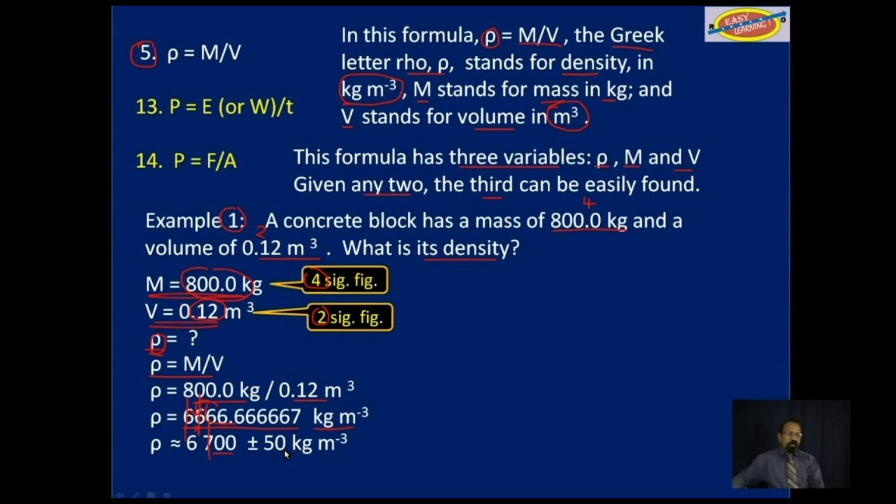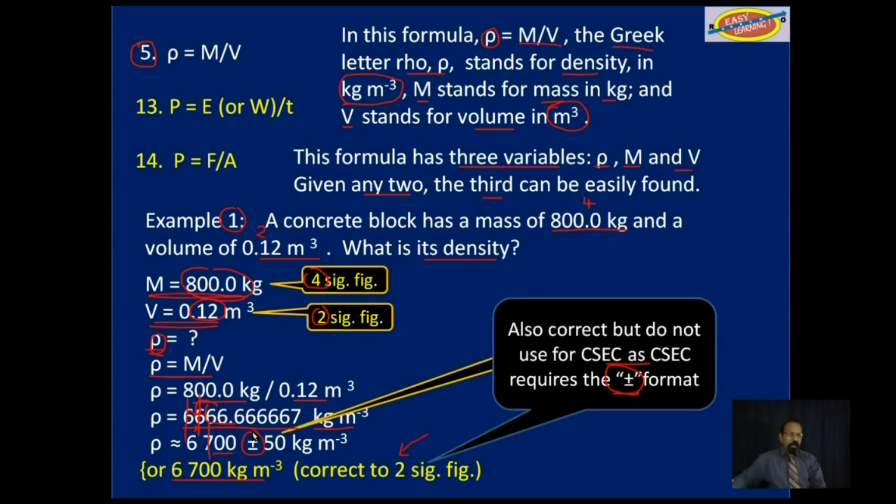So our answer is 6,700 plus or minus 50 kilograms per cubic meter. Now, this is also correct, but CSEC prefers to have the plus or minus format, like we have here. So this is our answer.